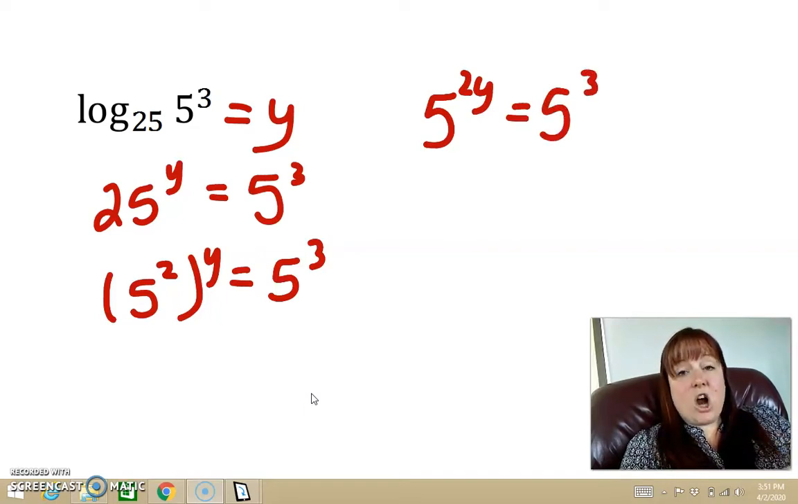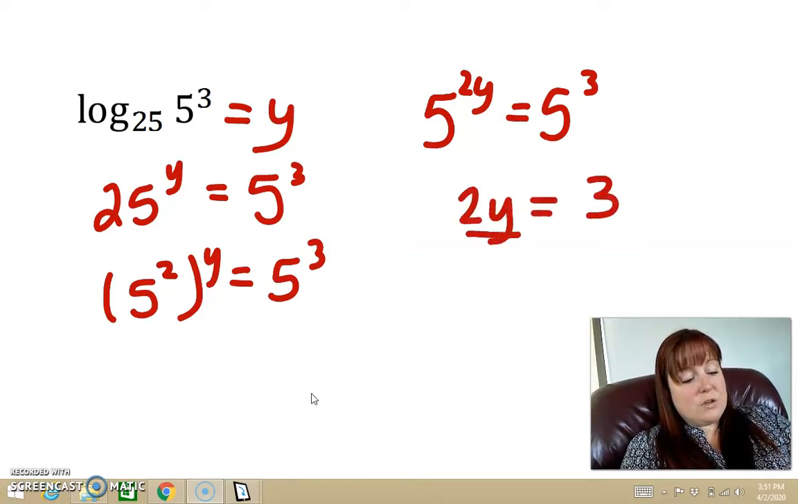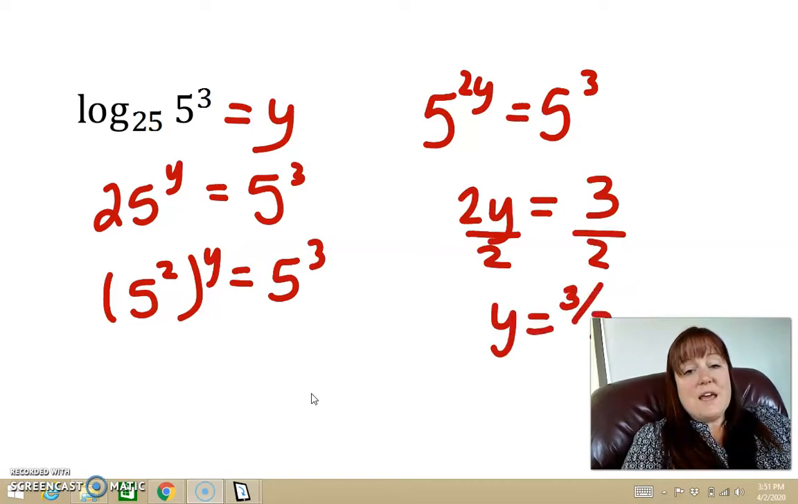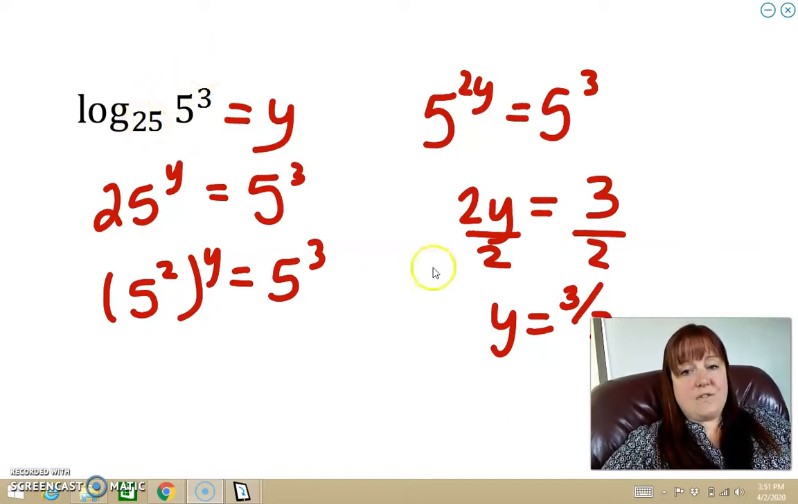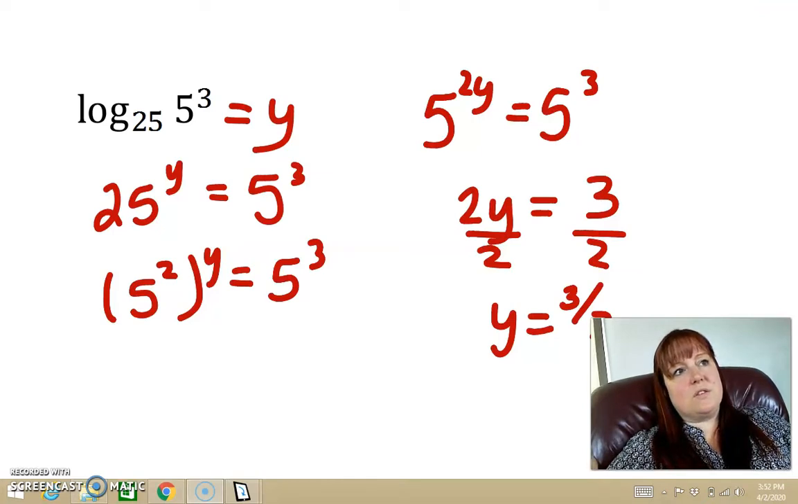And now, since they have a common base, we can just set their exponents equal, right? We can just say 2y equals 3. We divide both sides by 2, and we get that y equals 3/2. In other words, the exponent that I need on 25 to get to 125 is 3/2, because that's what the log asks. It says, what exponent do I need on my base to get to the argument? So the exponent I would need to put on 25 to get to 125 would be 3/2, which makes sense because it's 25 cubed and then the square root of that.